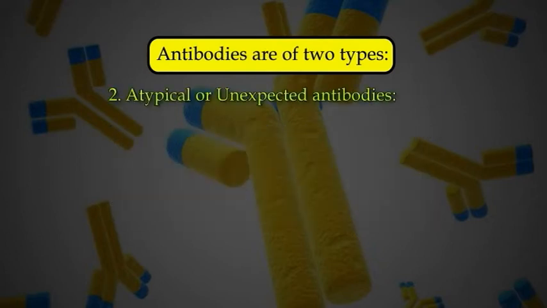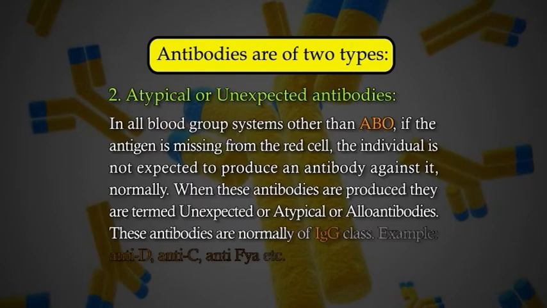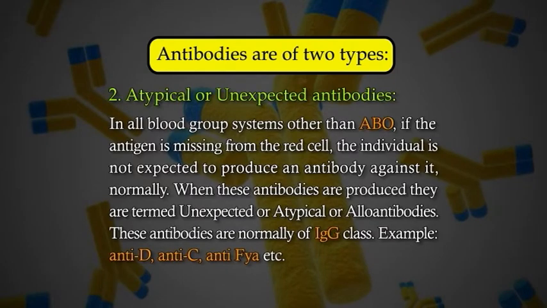Atypical or unexpected antibodies. In all blood group systems other than ABO, if the antigen is missing from the red cells, the individual is not expected to produce an antibody against it normally. When these antibodies are produced, they are termed unexpected or atypical or alloantibodies. These antibodies are normally of IgG class. Examples: anti-D, anti-C, anti-Fya, etc.